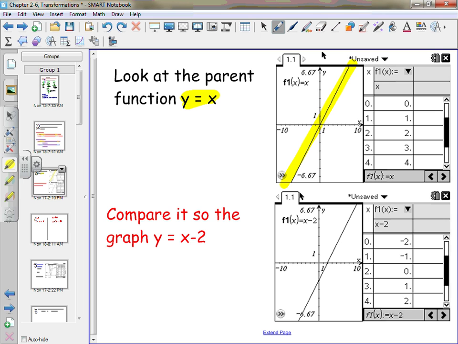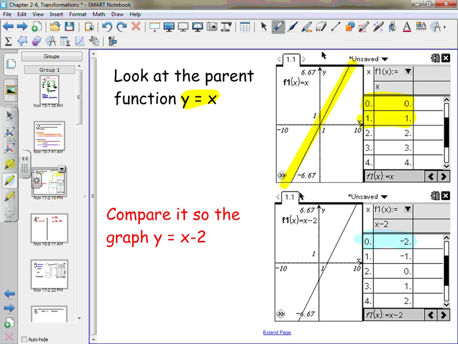When I'm at 0 here, I've gone to 0. When I'm at 1, I'm going to 1. Now let's compare them down here. When I'm at 0, I'm actually going to negative 2. Well, what's the difference between (0, 0) and (0, negative 2)? The Y value has changed and went down 2 units, correct?